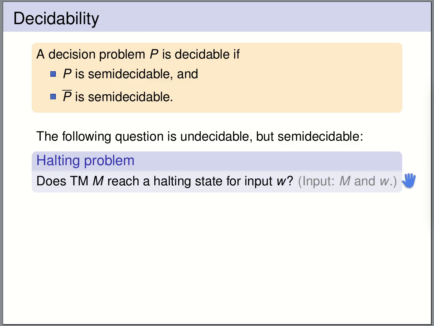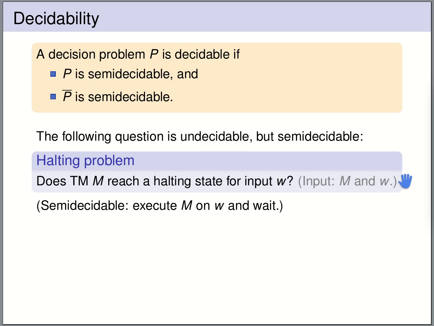The most famous instance of an undecidable problem is the halting problem. The halting problem asks the following. It asks whether a given Turing machine will reach a halting state eventually for a given input word. So the input of this problem are the Turing machine and the input word, and the question is, will the machine M eventually halt when given input W? This problem is not decidable, but it is semi-decidable.